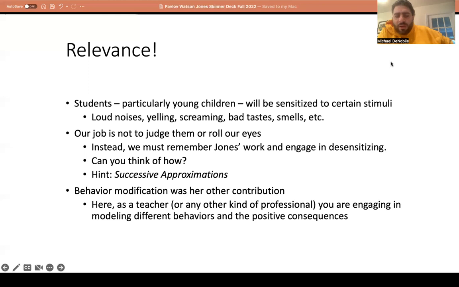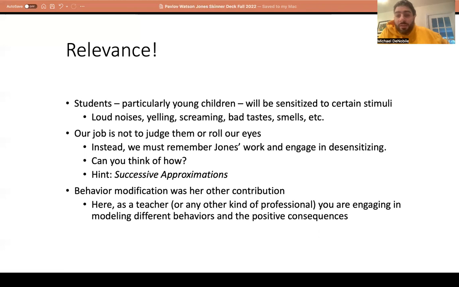Behavior modification was her other contribution. Here, as a teacher or any other kind of professional, you are engaging in modeling different behaviors and the positive consequences. Again, they have to be positive consequences. Your job as a teacher is not to desensitize them to anything. And it's not saying that, like, let's desensitize them to loud noises and yelling and screaming. It's more in the sense of increasing positive behaviors that will benefit the child moving forward.